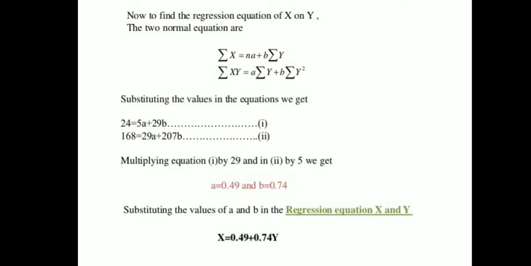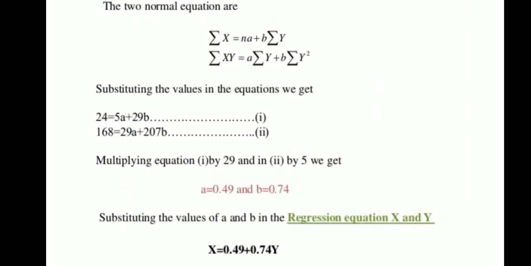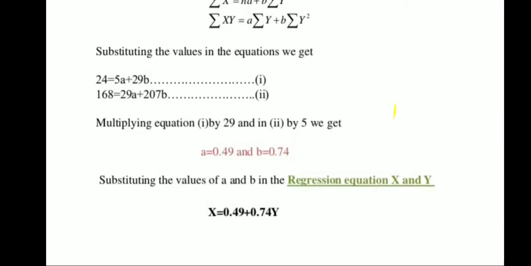Now substituting the obtained value of b in any equation, you get the value of a, and hence we have the values: a equal to 0.49 and b equal to 0.74. Substituting these values of a and b in the regression equation of x on y, here x is dependent on y. So x equal to a plus b y, that is 0.49 plus 0.74y.